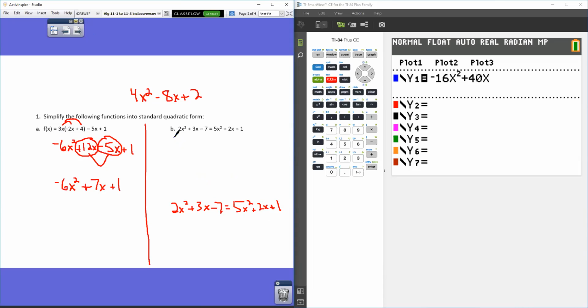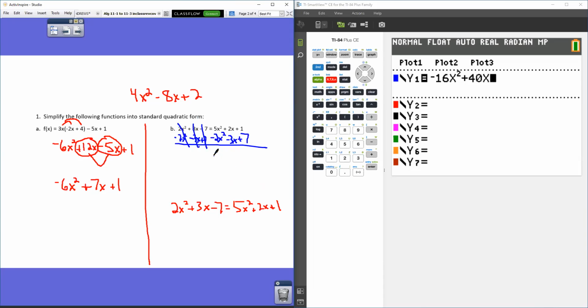So in letter B, I'm going to do this both of the ways. The first time, I'm going to move all of my things over to the right-hand side. So the first thing I'm going to do is get rid of my 2x squared by doing minus 2x squared and minus 2x squared. I'm also going to do minus 3x and minus 3x. And then I'm going to do plus 7 and plus 7. Remember, you always want to do that opposite operation. So if it's a positive number or a plus, you want to do minus. If it's minus or negative, you want to do plus, all right? Because you want to do the opposite.